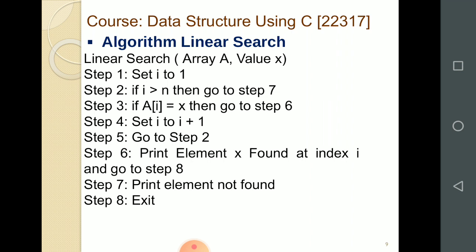In between, if a of I matches with x, where x is the element to be searched, throughout the array we are searching. If a of I is equal to x, then go to step number 6. So what is step number 6? Print the element x found at the index I and go to step 8, that is exit. Whenever we find the element, we stop the search and directly print the position where the element was found, and exit from the for loop. We can use any looping statement for the array.